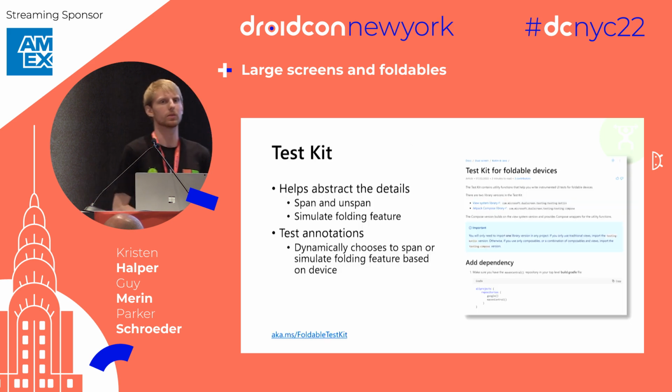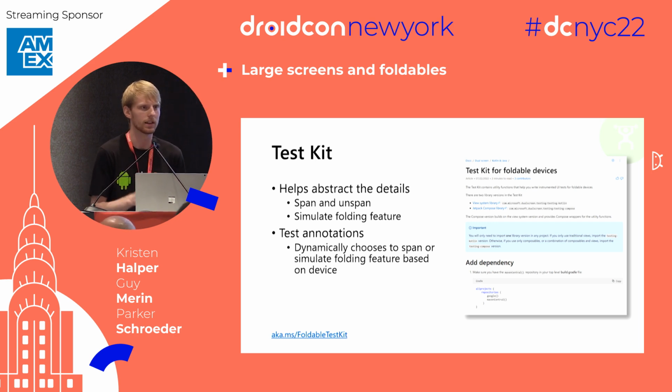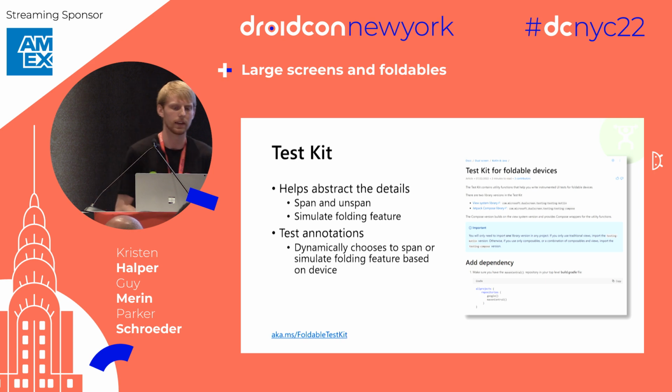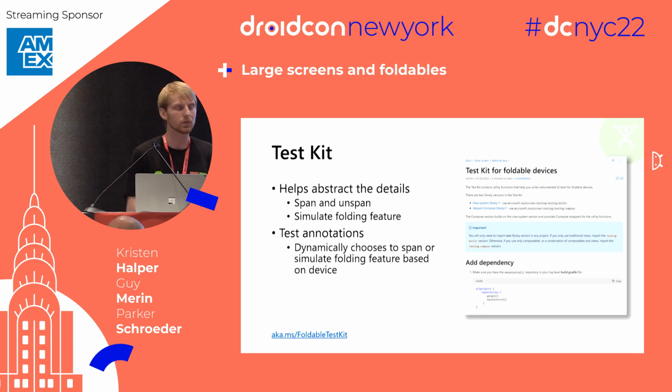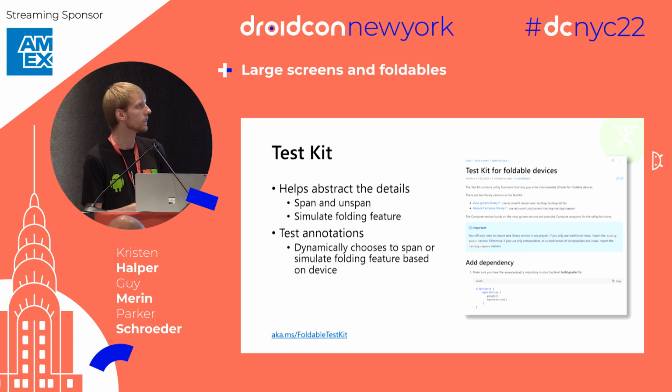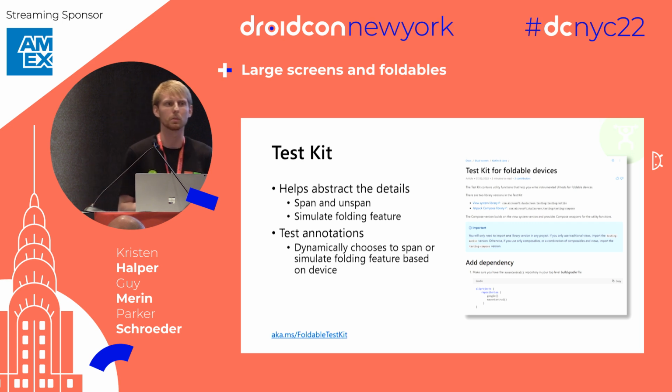The test kit helps abstract some of the details, so you don't need to know the specific coordinates of the device that you're working on in order to actually perform the action that you want. Additionally, if you make the same call, like the same span action, across multiple tests, and then something changes, you don't need to change the coordinates every time, you just need to update the library. So it helps abstract a lot of the details with spanning and unspanning, as well as simulating some folding features and some Jetpack Window Manager stuff that we'll talk about.